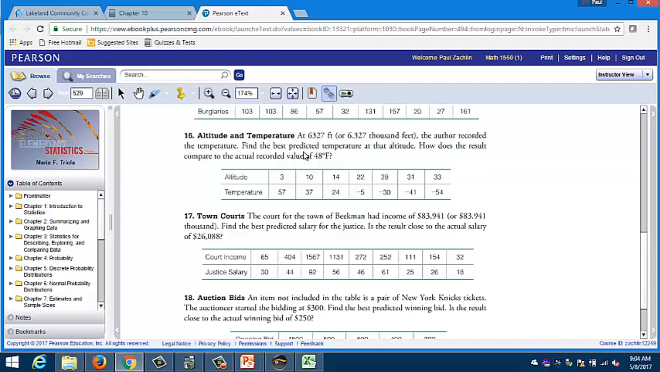At 3,000 feet, it's 57 degrees. Oh, right. And then at 10,000 feet, it's 37 degrees. Okay, so that's what these are. Thousands of feet. Okay, thanks, Sarah.